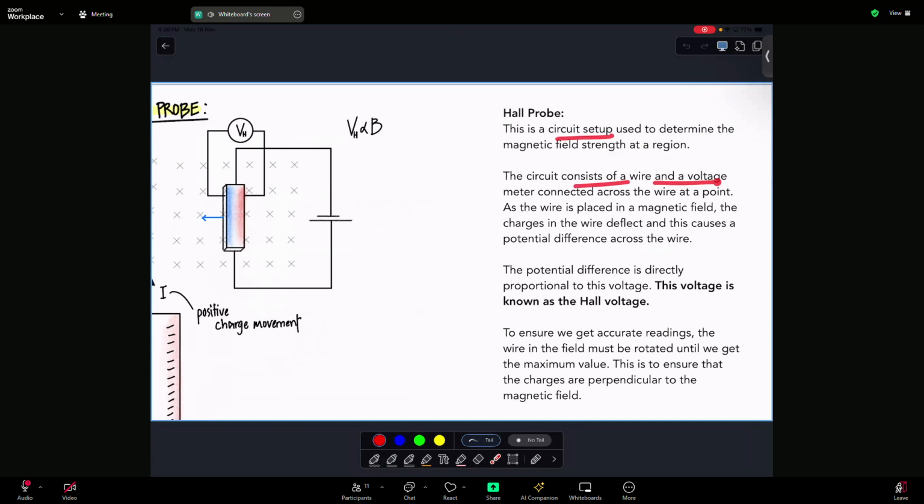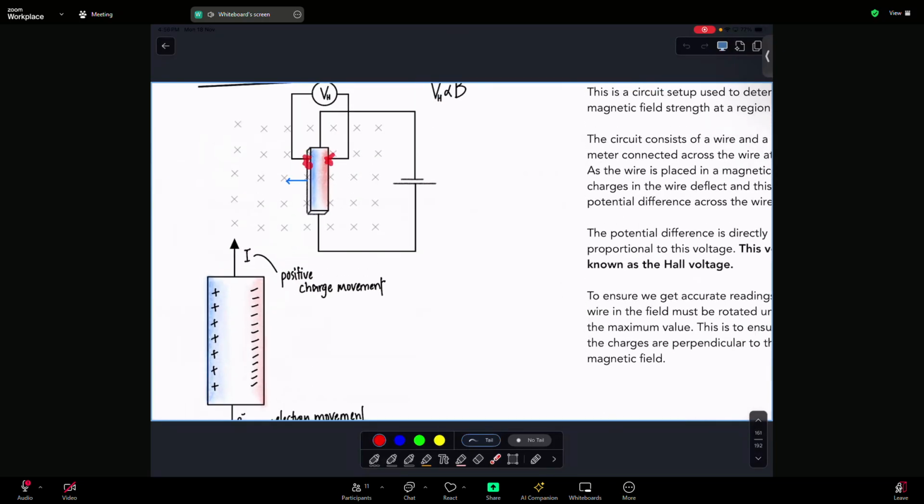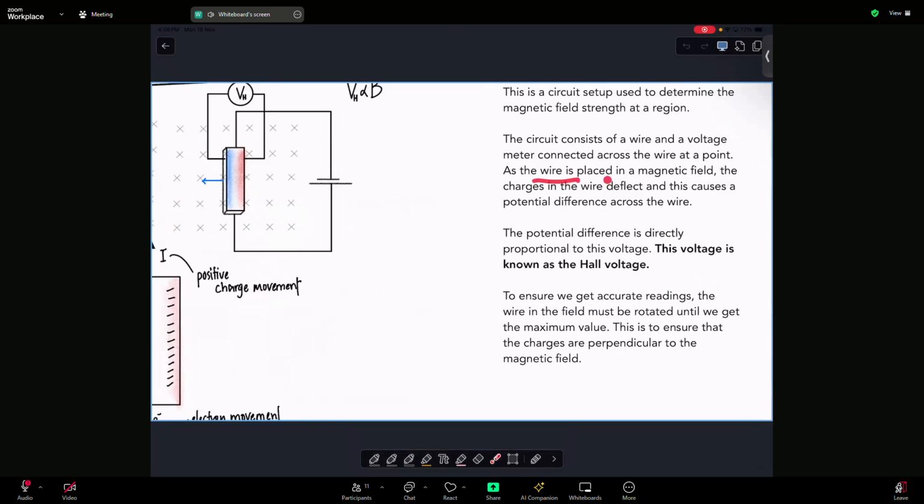The circuit consists of wire and a voltmeter connected across the wire at a point like this. That's how you connect your voltmeter. They'll ask you to draw this in the exam. তারপরে হচ্ছে as the wire is placed in the magnetic field, the charges in the wire deflect, and this causes a potential difference across it. The potential difference is directly proportional to the voltage. This is called the Hall voltage.